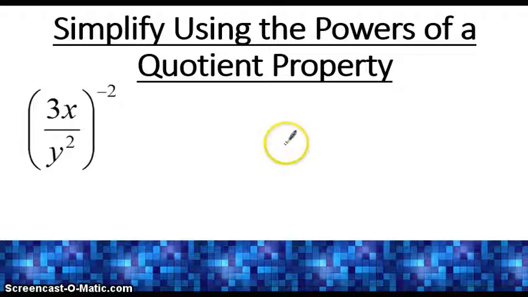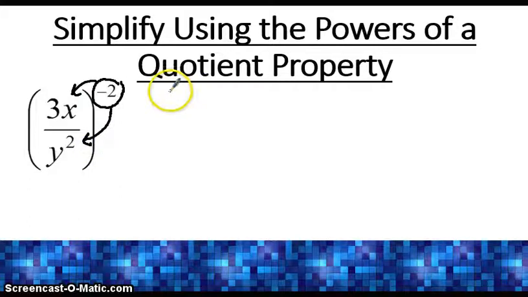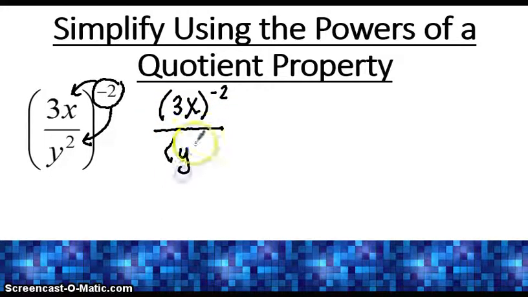Hello students, and welcome back to part 2 of lesson 4. As we continue working with the powers of a quotient property, we will continue to give the exponent to both the numerator and the denominator. So in our numerator we have 3x to the negative 2 power over y squared to the negative 2 power.